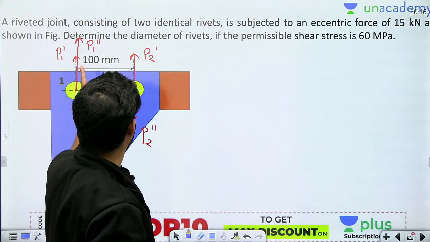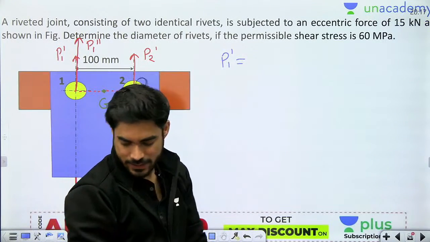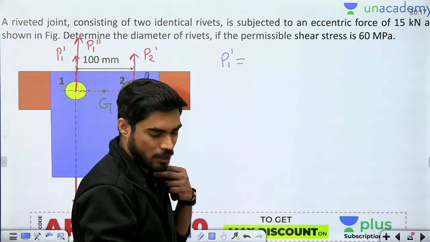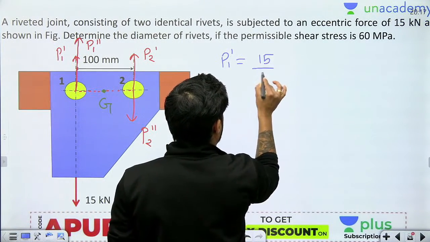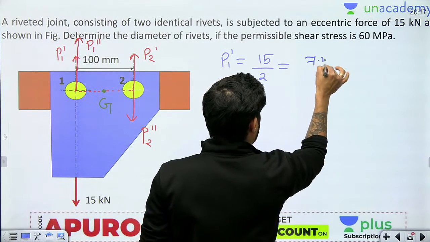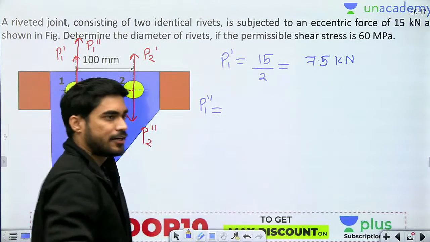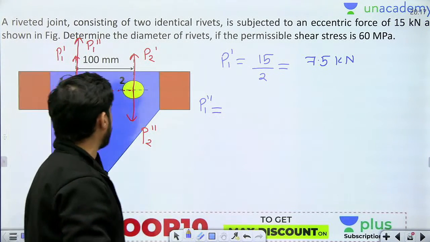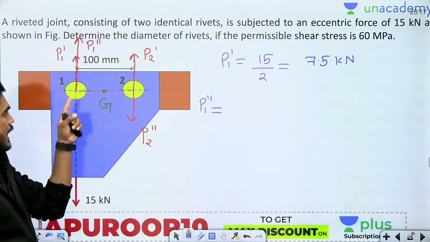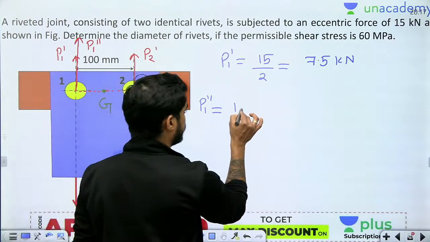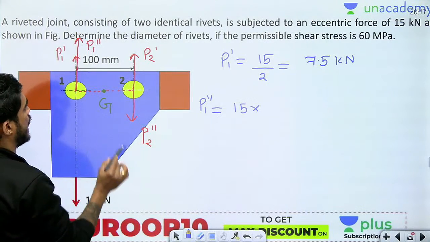तो मेरे भाई रिजल्टेंट रिवेट नंबर 1 का कैलकुलेट करो. P1 dash will be equal to how much? What will be P1 dash? P1 dash will be force upon number of rivets, 7.5 kilonewton. P1 double dash C into R1. C मतलब P into E by R1 square plus R2 square. P is 15. E is how much? यहां से यहां तक का डिस्टेंस कितना होगा? 50 mm.